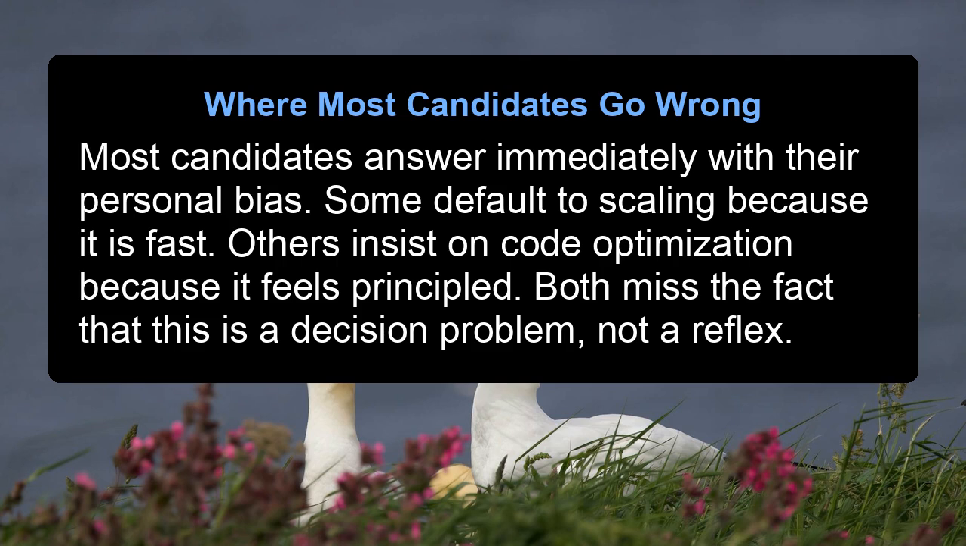Where most candidates go wrong. Most candidates answer immediately with their personal bias. Some default to scaling because it is fast. Others insist on code optimization because it feels principled. Both miss the fact that this is a decision problem, not a reflex.